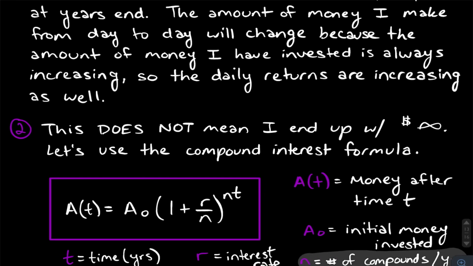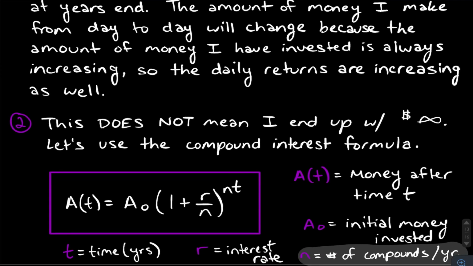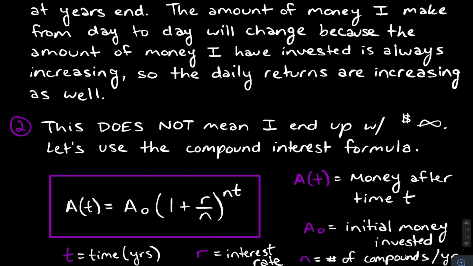Over the amount of compounds you have per year, which I think we should clarify what compounds are in just a second here. But then it's multiplied by n, which is again your number of compounds per year, times time, and time would be in years, right? If you're talking about the number of compounds per year. So here's the thing.